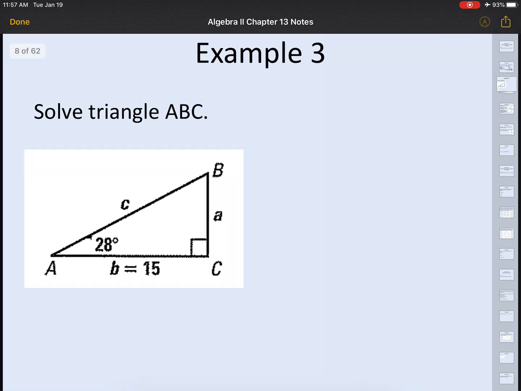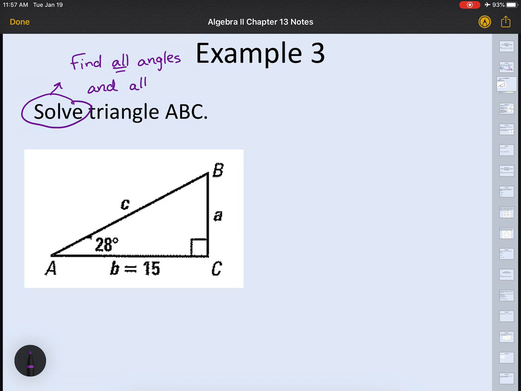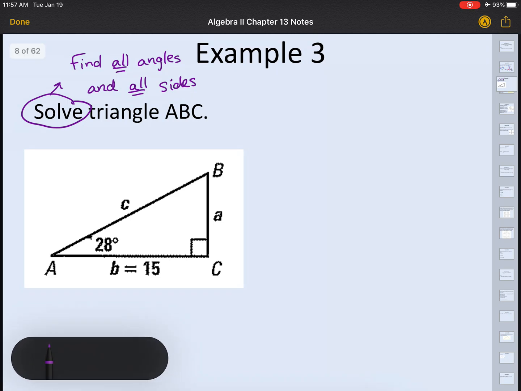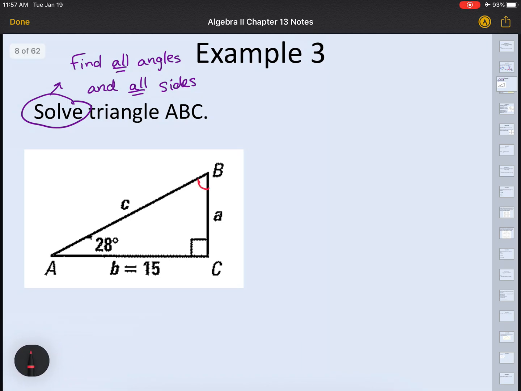So in example 3, it says to solve triangle ABC. When it says solve like that, we're going to find all the angles and all the sides. Okay, so in this triangle ABC, we got angle A and we got side B. So let's try to figure out what the heck angle B is.